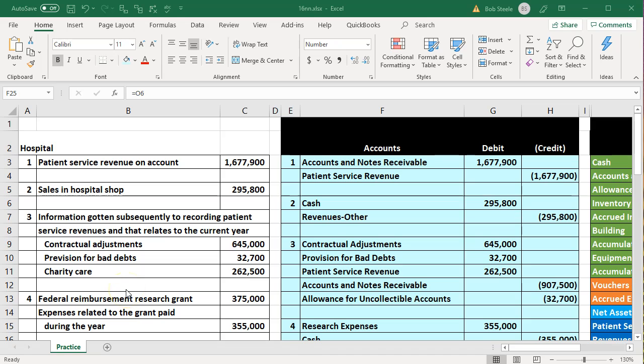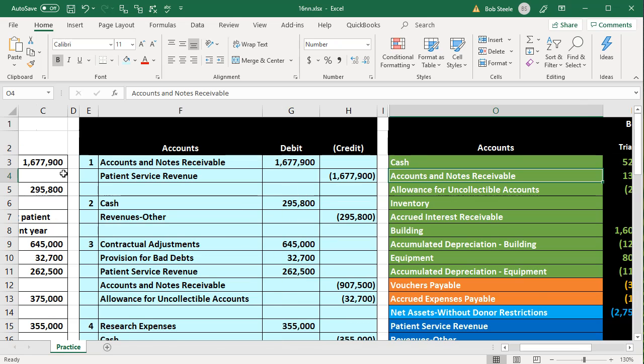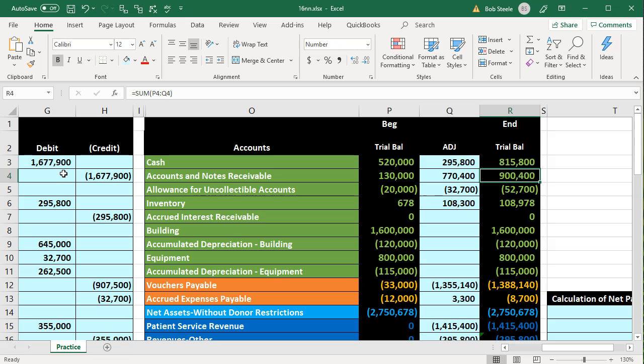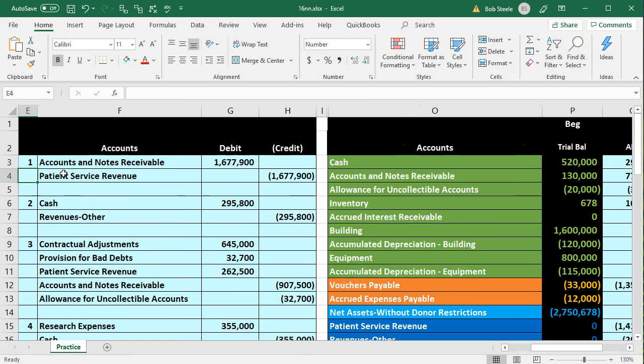In this presentation, we will continue on with our comprehensive problem related to a hospital. We have the information on the left-hand side. We've been entering that information into the blue area on the right-hand side, the general journal, then posting those journal entries to our trial balance worksheet. At this point, we're going to continue on.